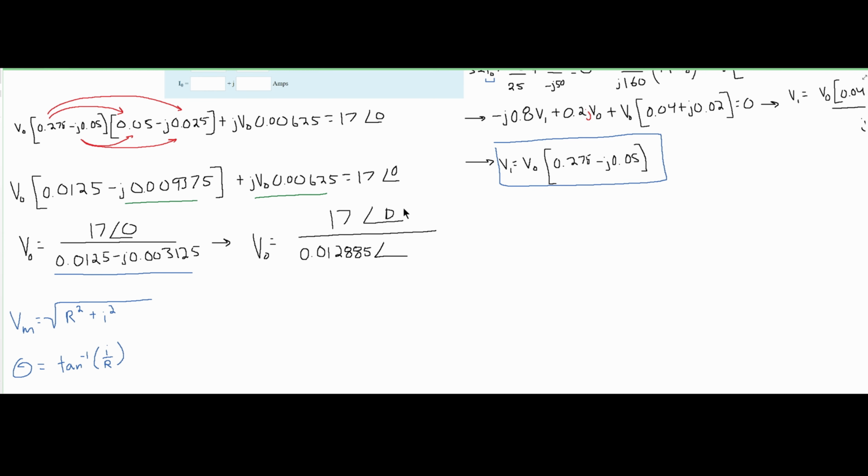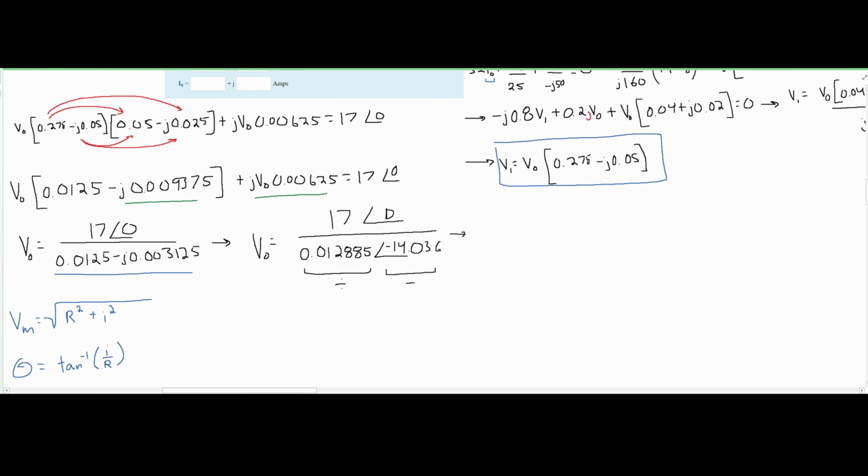This is going to be the tangent inverse of the negative 0.003125 divided by our 0.0125. And this gives us the value of negative 14.036. Now we are going to take the first part, the numbers, and divide them, and take this next part and subtract them. We're subtracting the bottom from our top.